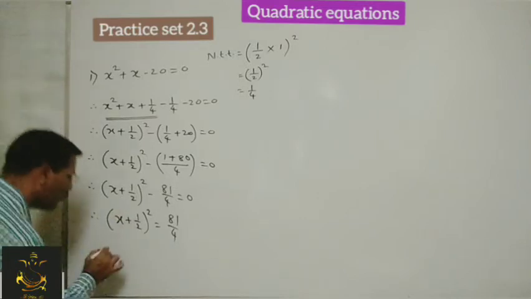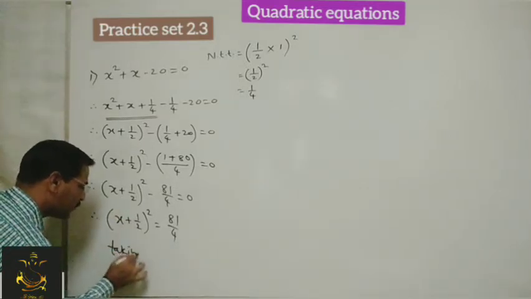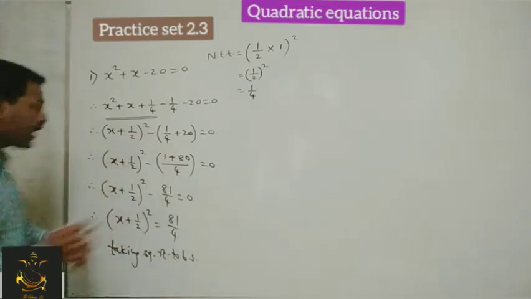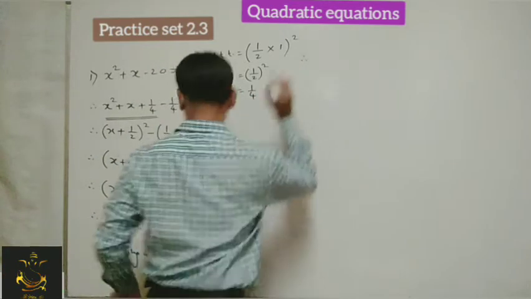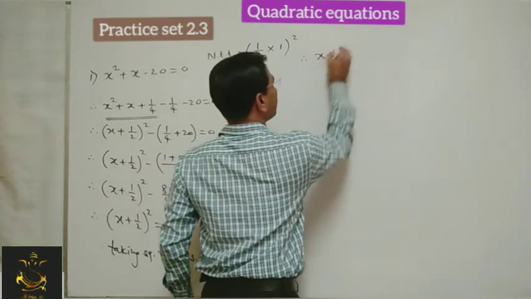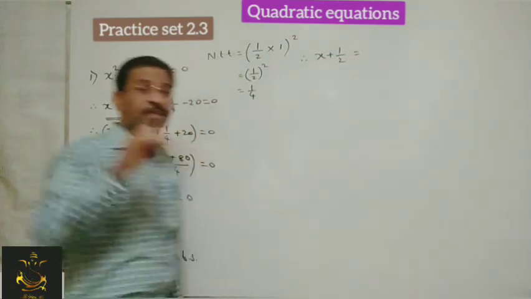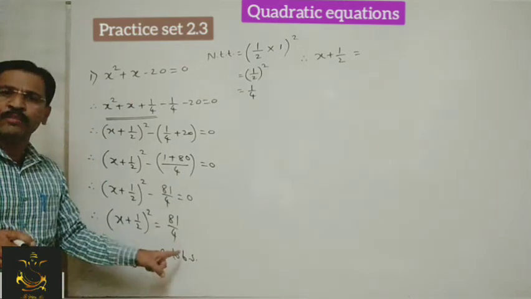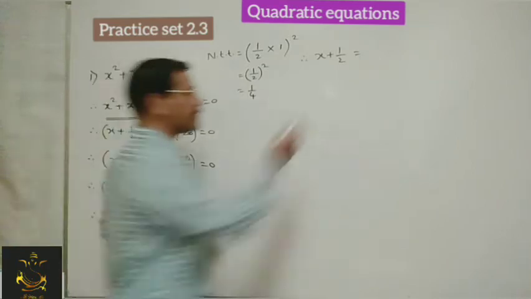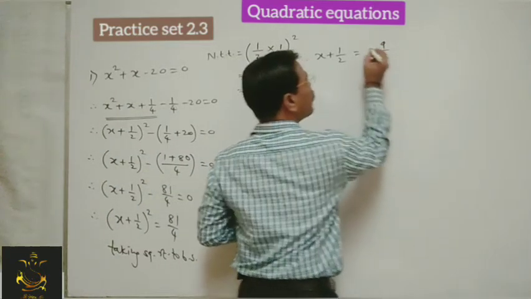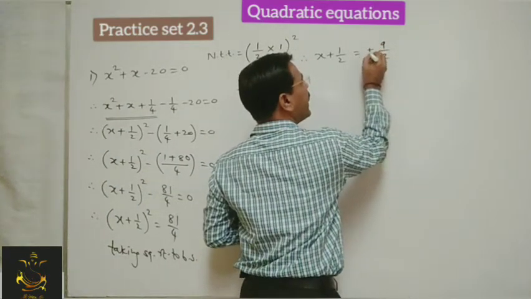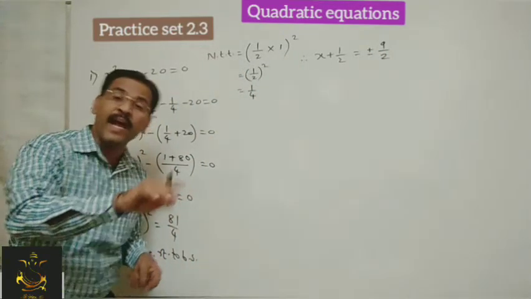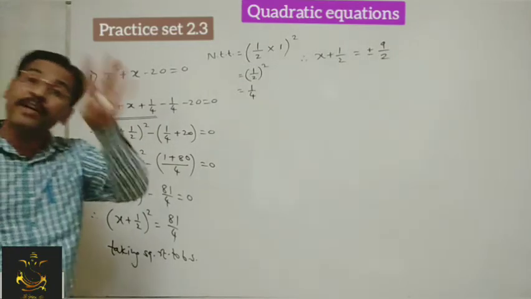Taking square root to both sides. I'll write it here. What will come here now? On this side, x plus half, just once only, because the square is there and we do the square root of that. What is 81 upon 4? What is the root of 81? 9. And what about 4? It is 2. But don't forget, any positive number has two roots: plus and minus. That one you already know.